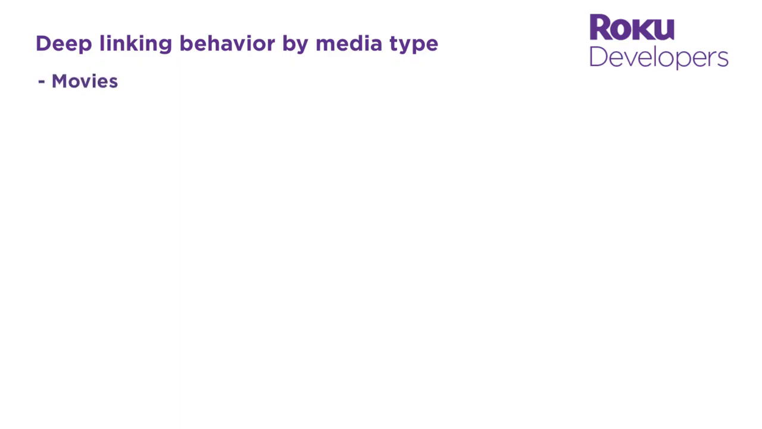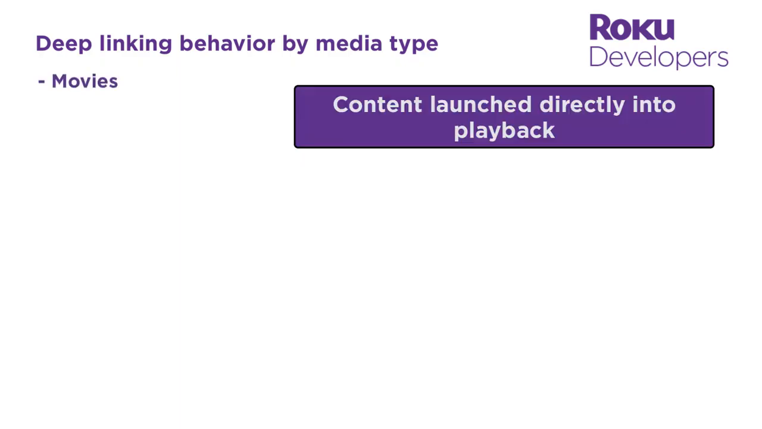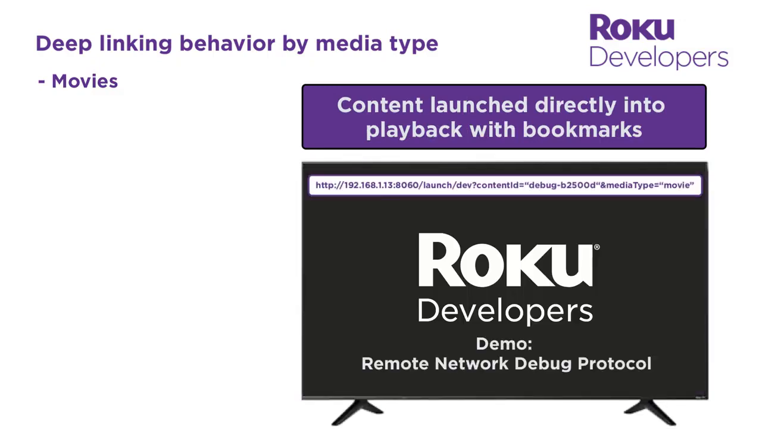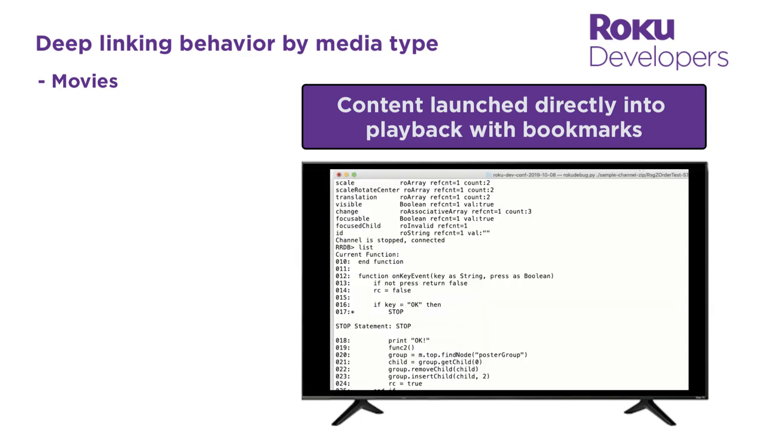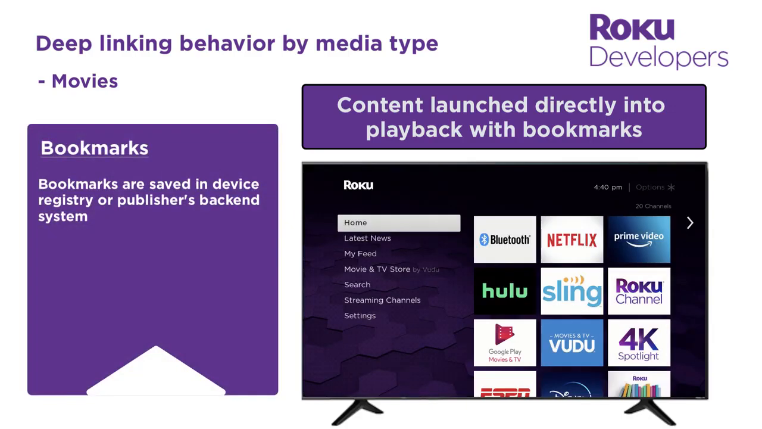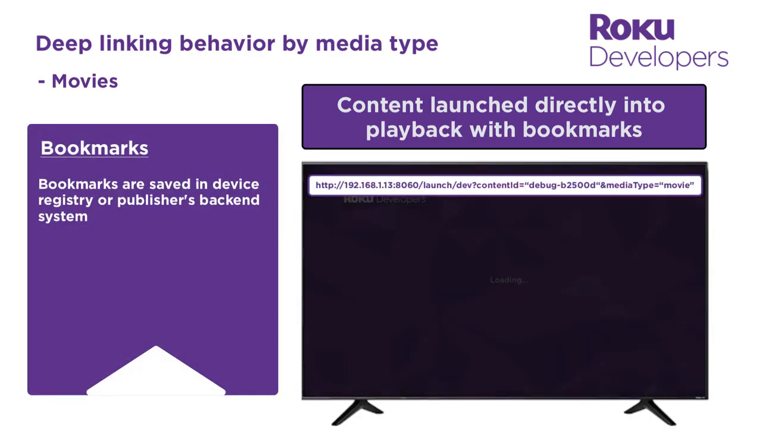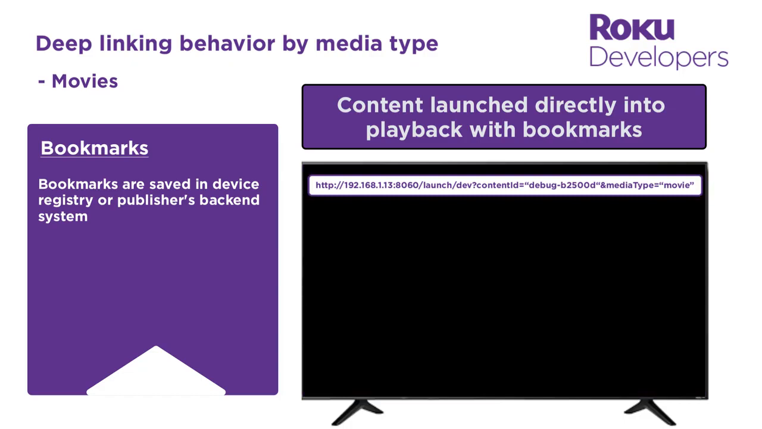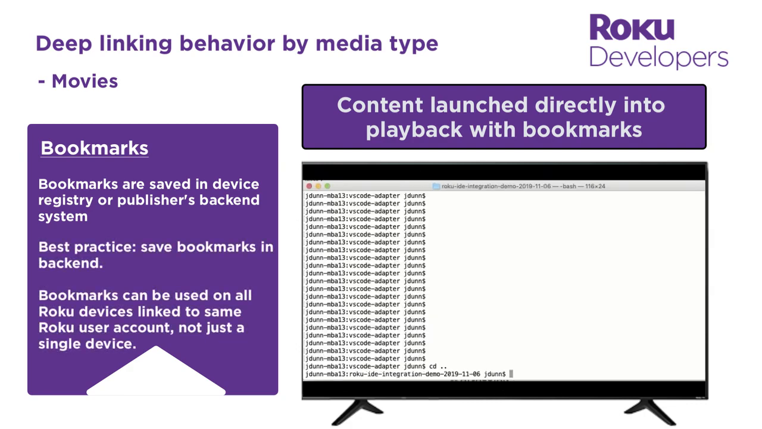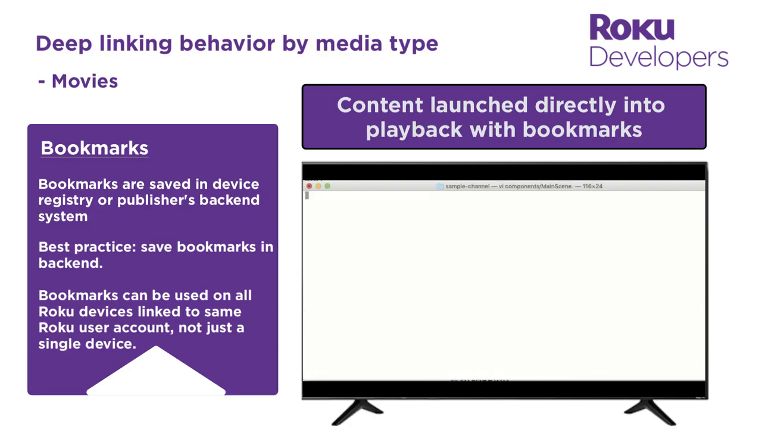Movies behave similarly. They are launched directly into playback. Additionally, however, bookmarks are used to determine the playback position. Specifically, when a user stops watching a movie, the channel saves the current playback position in the device registry or the publisher's backend service. When the user resumes the content, the channel gets the playback position and continues playback at that spot. Saving bookmarks in the backend service is recommended so they can be accessed on all Roku devices linked to the same Roku user account. Saving bookmarks in the device registry limits their availability to just that device.